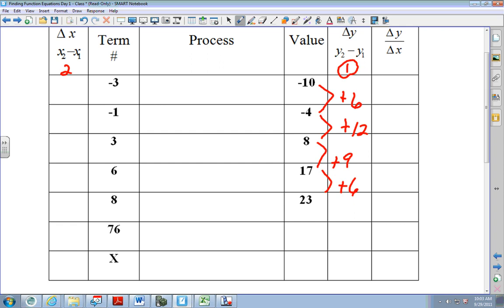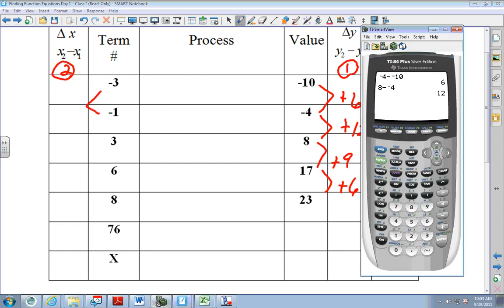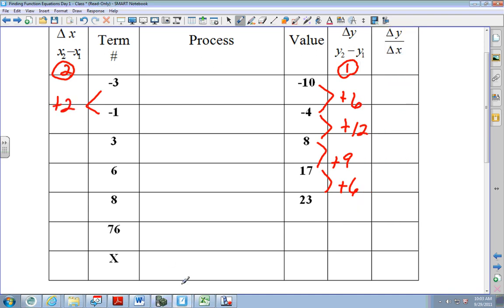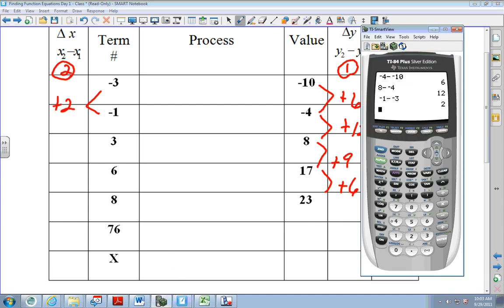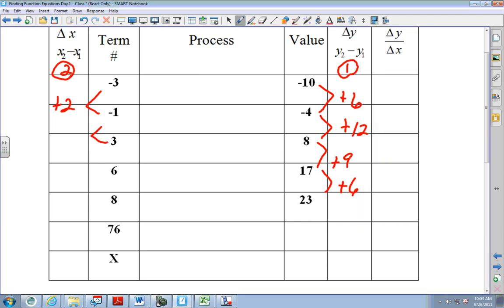Next, step 2 is delta x. How do you get from -3 to -1? I can put in there -1, take the bottom number, minus the top number, -3, and enter. Gives me a positive 2. The next one, take the bottom number, 3, minus the top number, -1, press enter, and I get 4. I can continue on here. A lot of times when it's the positives, it's easier.